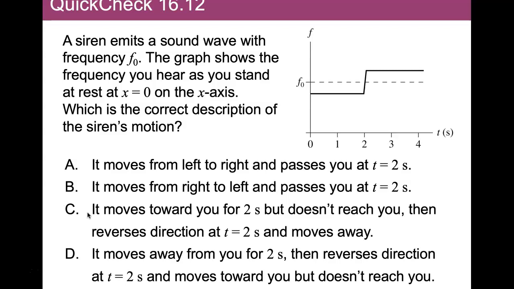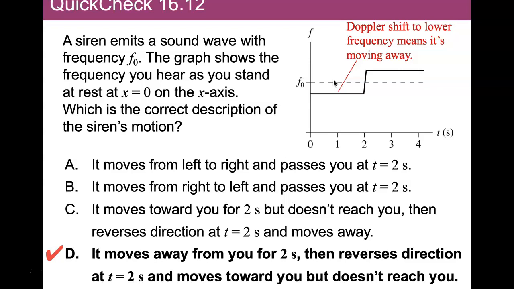C says it moves toward you for 2 seconds, but doesn't reach you, then reverses direction. Again, it's first moving toward you, then moving away. So D is the correct answer. It's moving away from you, therefore you're hearing a lower frequency, then it reverses direction and moves toward you, but doesn't reach you. So D is the correct answer. Okay, that's a good place to stop, and we'll continue talking about waves and the Doppler effect for light in particular in the next lecture.